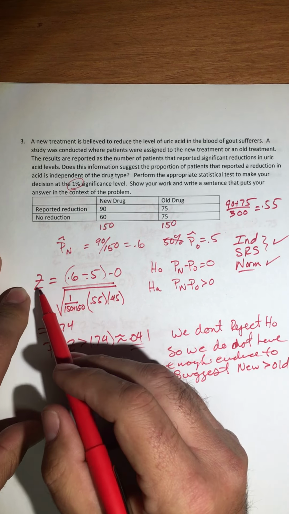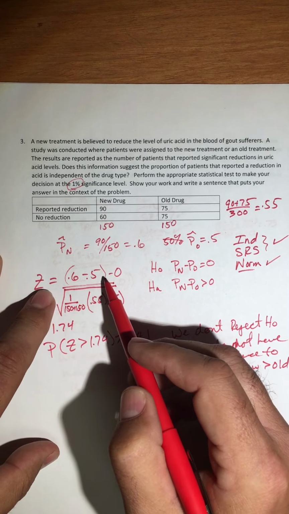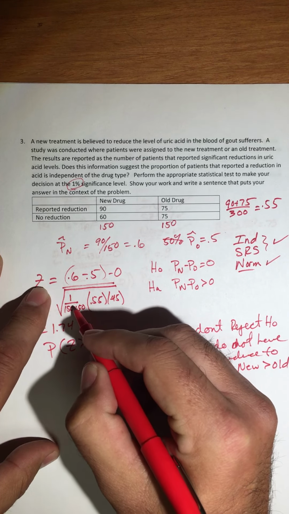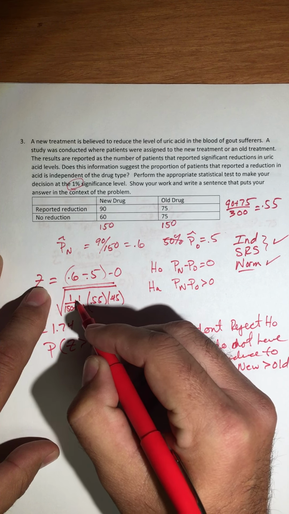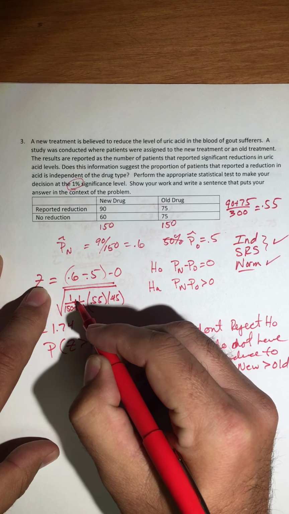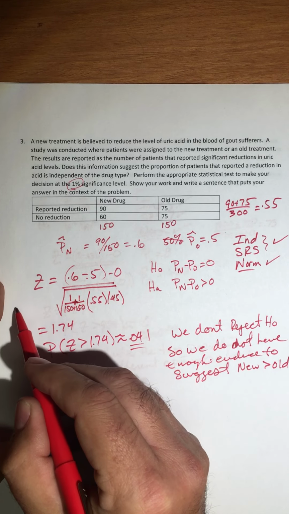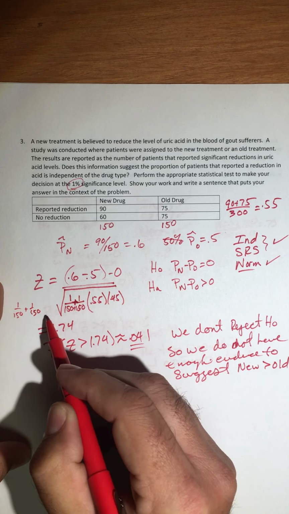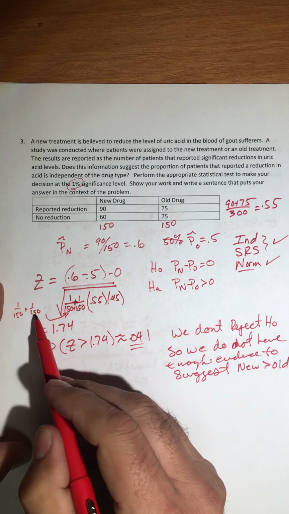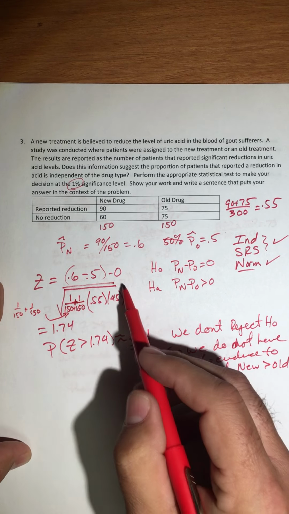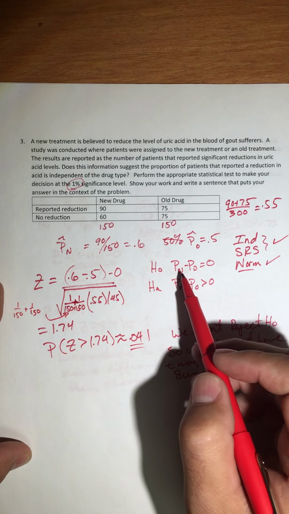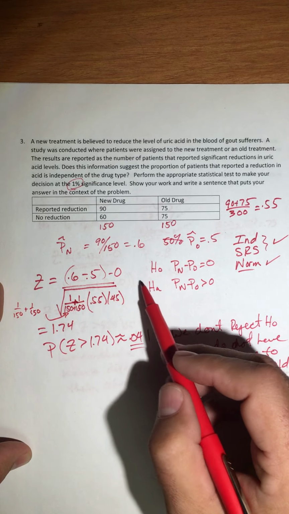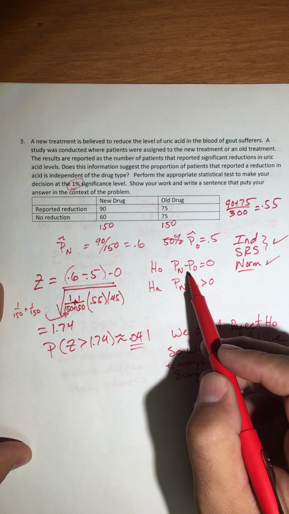So here's the formula for my z-score. It's 0.6 minus 0.5 minus 0, divided by the square root of... there's an error here. It should be 1 over 150 plus 1 over 150. So there's a plus in between there, right? That's what should be showing right there, times 0.55 times 0.45. So we crunch all that out, and we get 1.74.